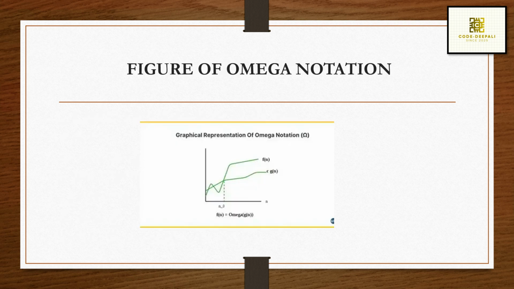This is the figure of omega notation. As you can see, it represents the lower bound of an algorithm runtime.